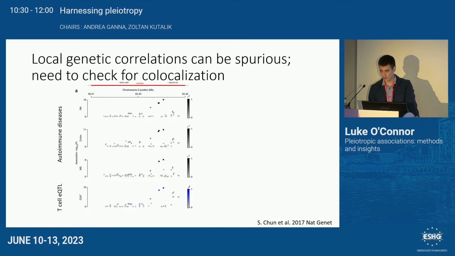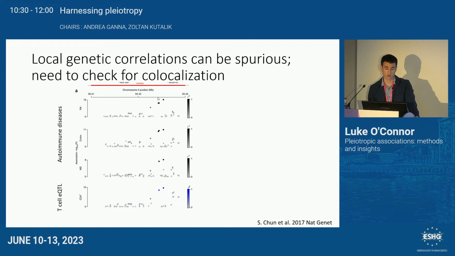This is a study, Chun et al. What they did, I really like this paper. They looked at a large number of autoimmune disease loci that seemed to overlap with EQTLs in white blood cells. And what they found is that at most of those loci, those basically TWAS loci, there wasn't any evidence for co-localization. In particular, there's no evidence that the causal variant is actually shared. In most regions, it looks like it's related to LD.